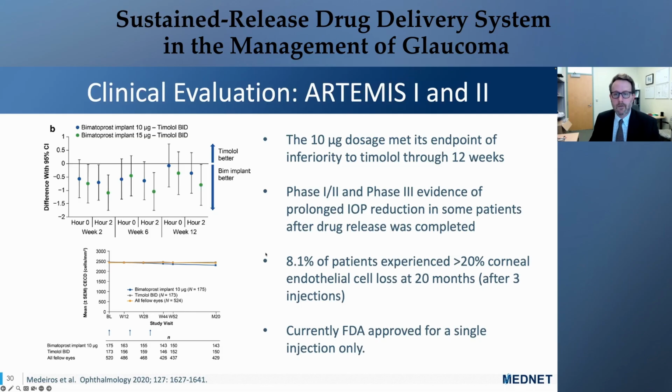One caveat to this, and one toxicity from the bimatoprost implant, was that 8.1% of the patients experienced a greater than 20% reduction in the corneal endothelial cell count at 20 months, after 3 injections. This was despite choosing angles in which they thought the bimatoprost implant would not be touching the cornea. So the bimatoprost implant is currently FDA approved for a single injection only in our patients.